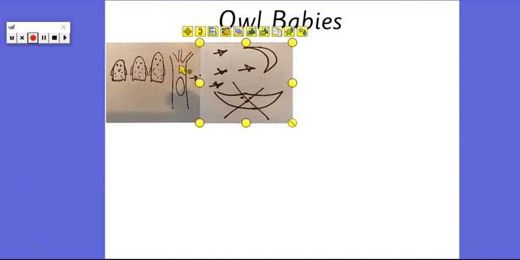So we've got the three baby owls, and they live in the hole in the trunk of the tree with their owl mother. And they wake up one night and their owl mother has gone, hasn't she?